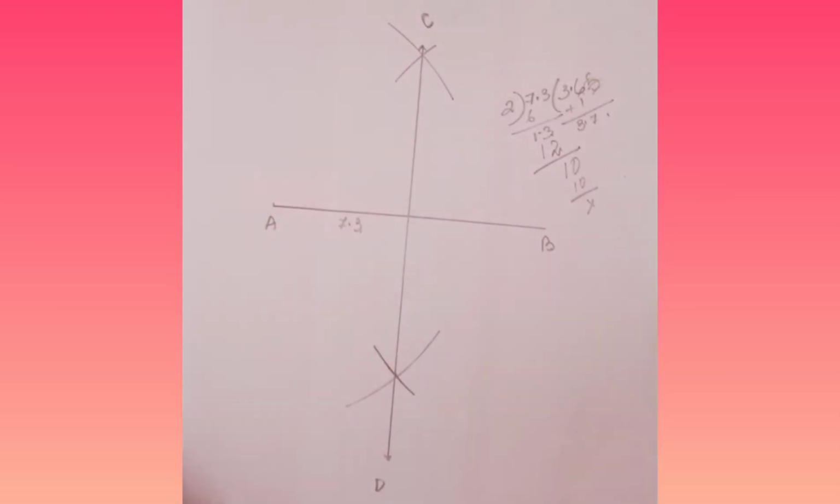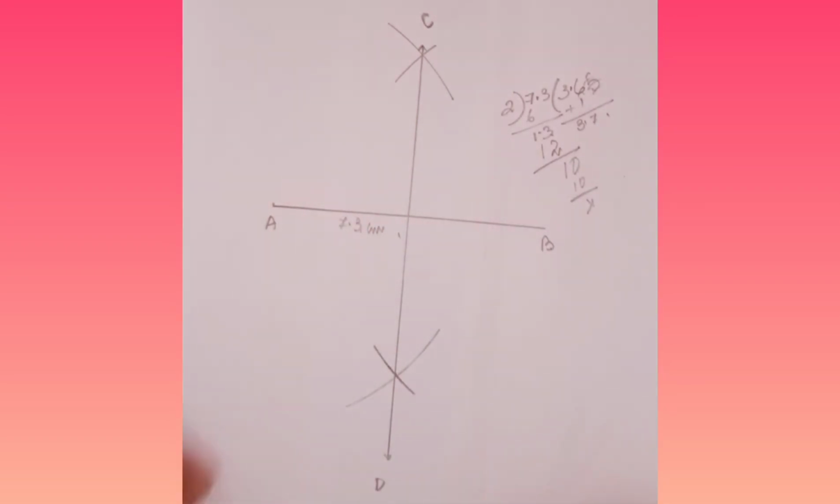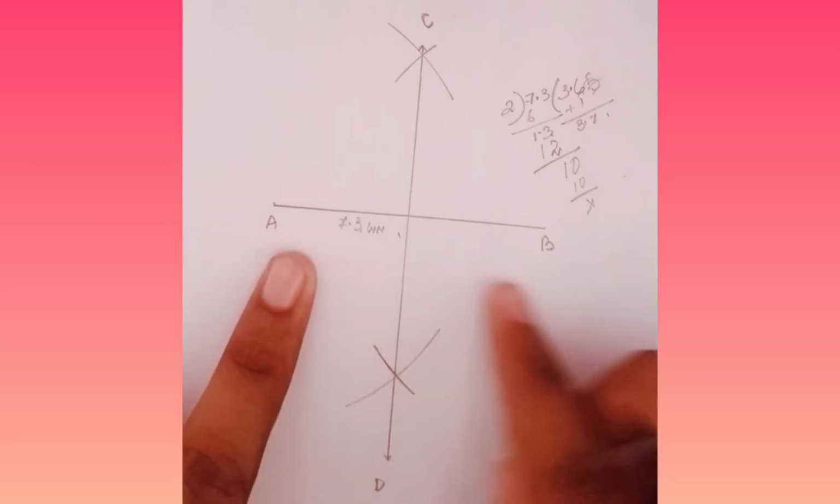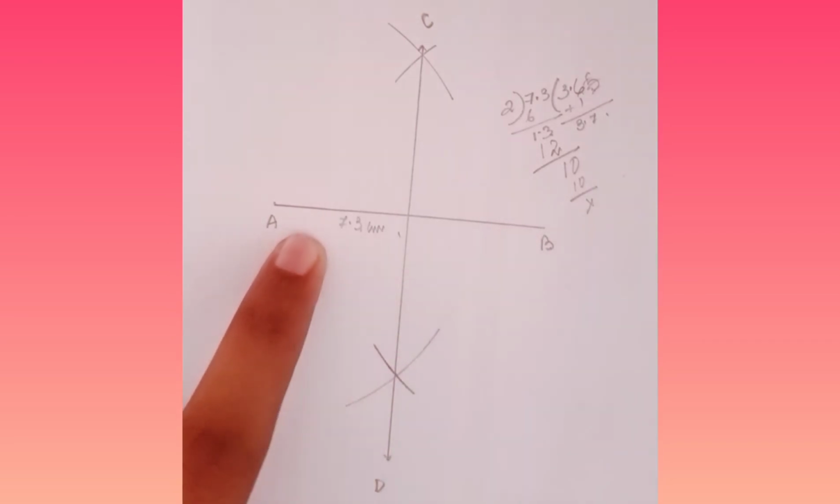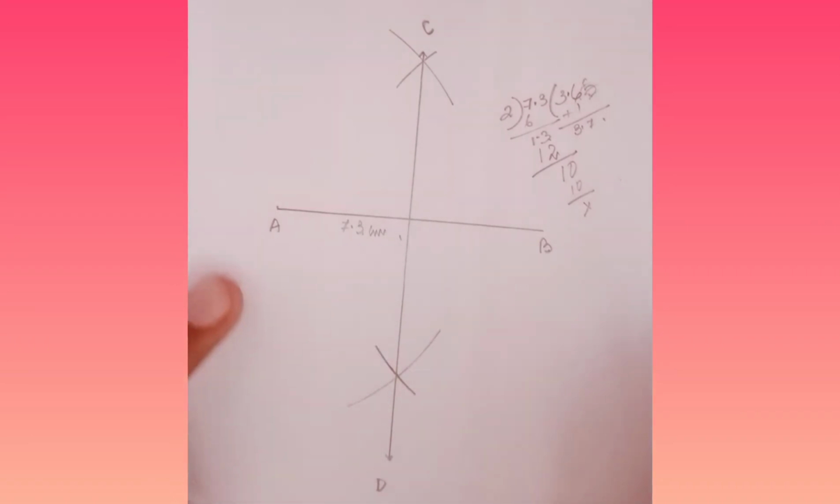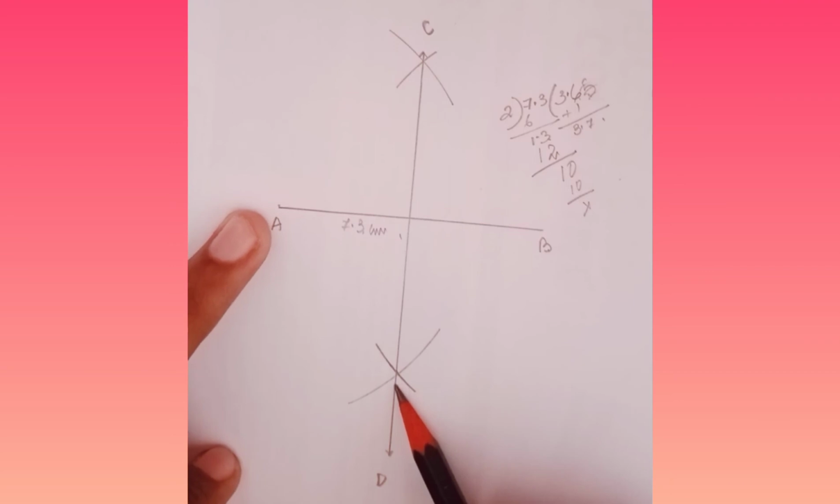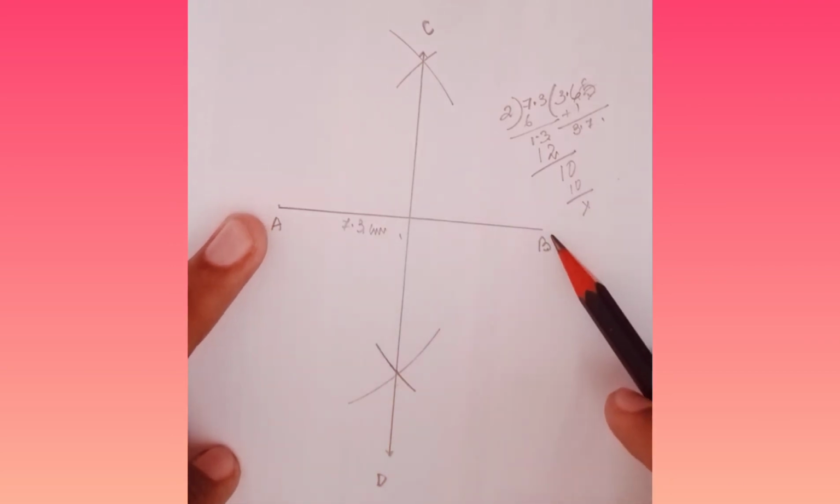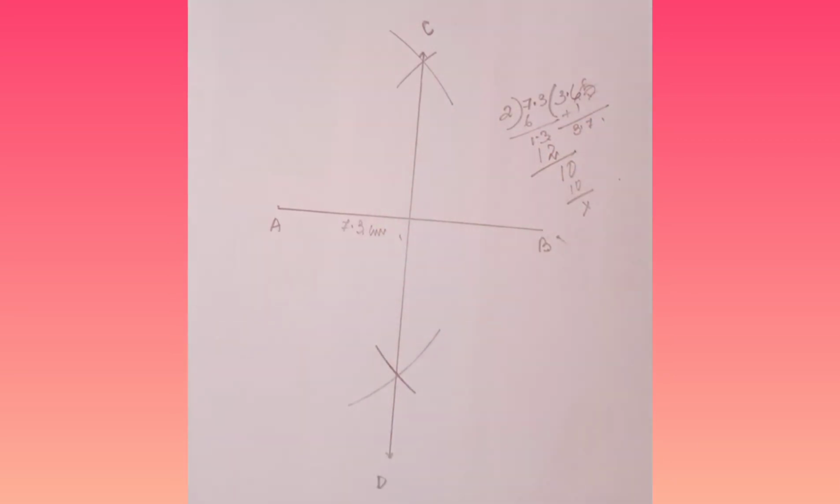You can write the steps of construction like this: we have drawn a line segment of 7.3 centimeters. Then we have cut an arc from point A at points C and D. Again with the same measurement, we have put the needle at B and cut arcs at points C and D.